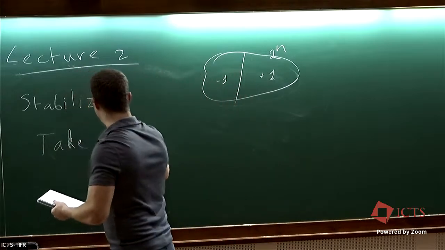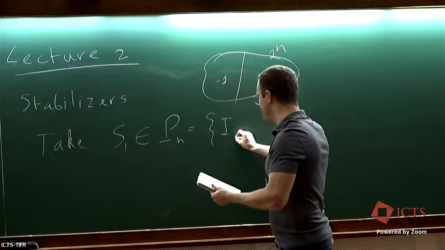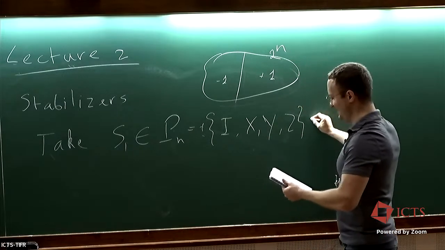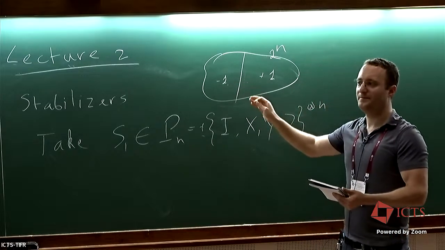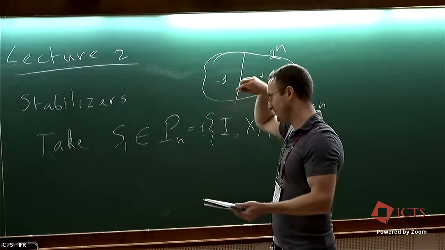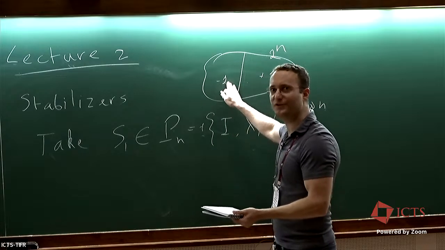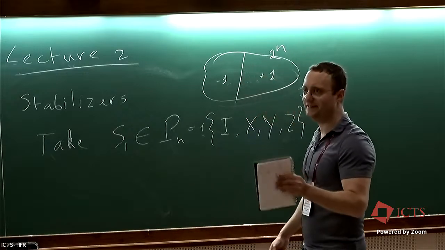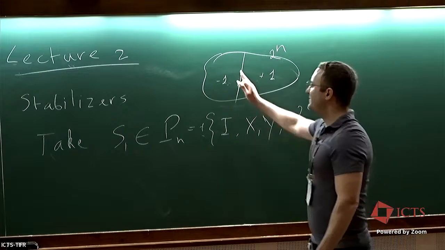Take S1, it's a member of the n-qubit Pauli group. I'll remind you, I insist, no i's. It's an arbitrary tensor product of I's and X's and Y's and Z's. The number of eigenstates that have eigenvalue +1 equals the number of eigenstates that have eigenvalue -1. Try to convince yourself of that. Hint: the trace of any Pauli operator is 0. And so the dimension is cut in half.